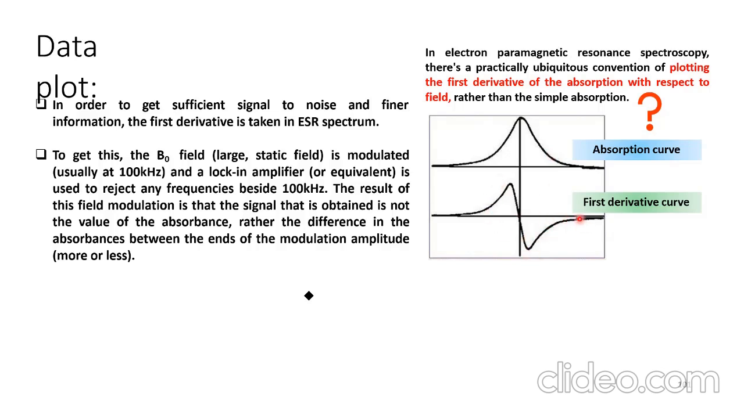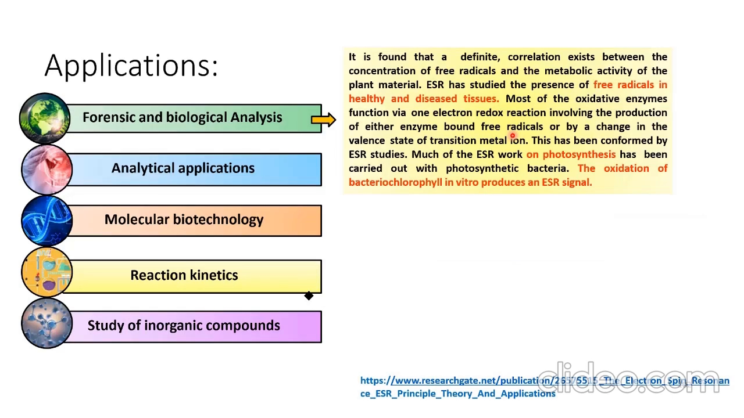So in order to get sufficient signal and signal to noise, the first derivative is taken, because in this kind of curves sometimes the noise becomes very high. So when we take the first derivative, the signal becomes stronger. So that's why the first derivative is taken.